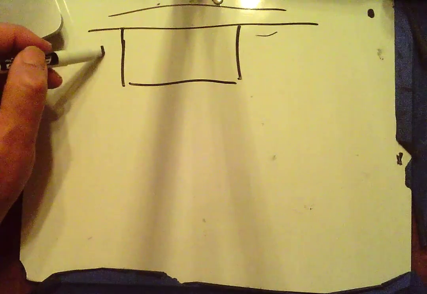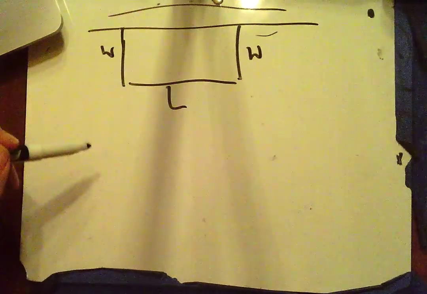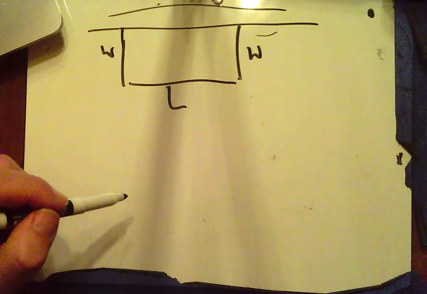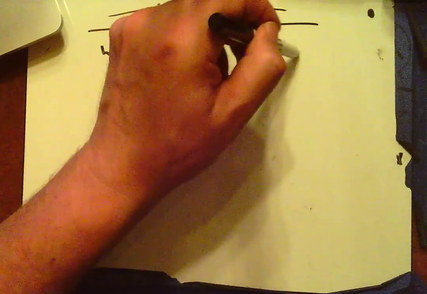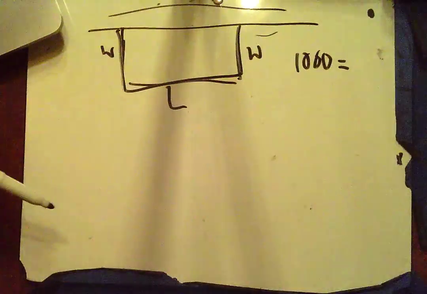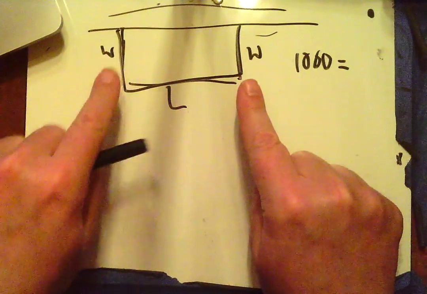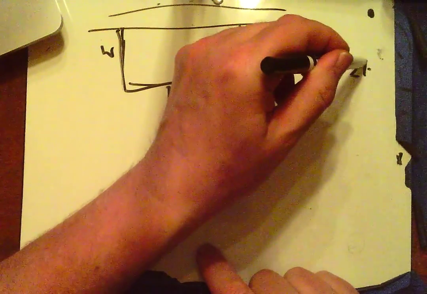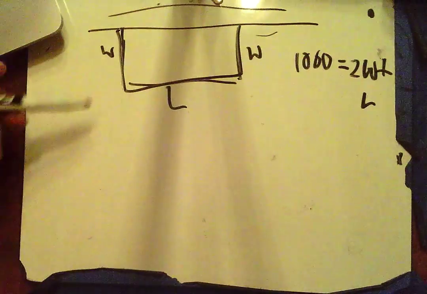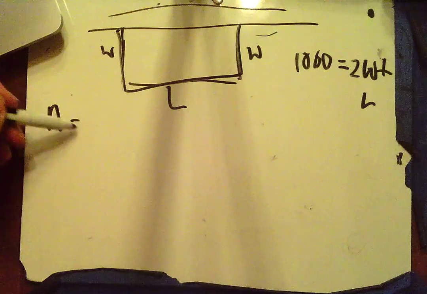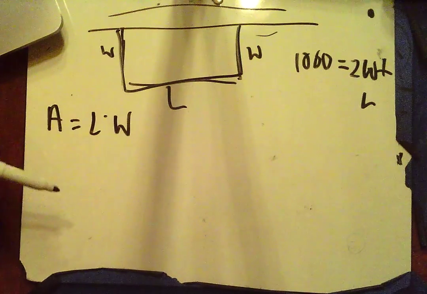Okay, so we've got width, we've got length. Find the dimensions, maximum area that can be enclosed with 1,000 feet of fencing. Well, that fencing has to cover this and this, 2 W's plus the straightaway L. And I know the formula for area here is length times width.